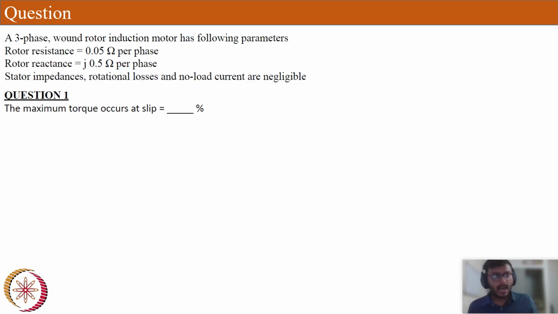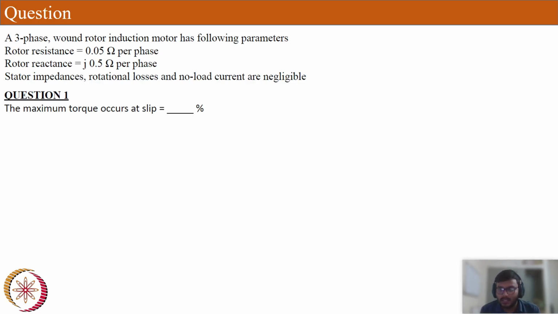Let's start the questions today based on the concepts of starting torque, maximum torque, full load torque, and slip. Very simple questions. Let's see the first question. A three-phase wound rotor induction motor has the following parameters: rotor resistance is 0.05 ohms per phase and rotor reactance is j0.5 ohms per phase.